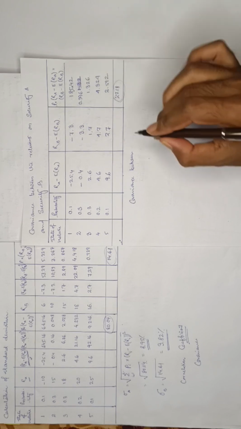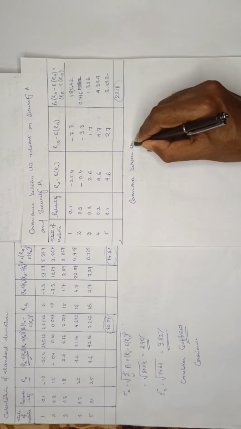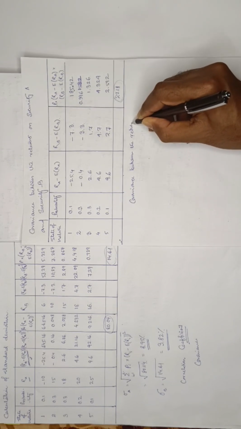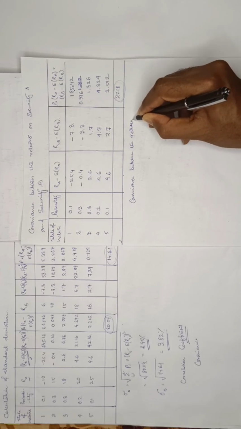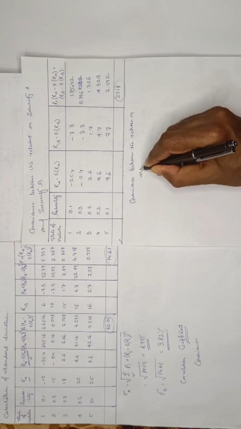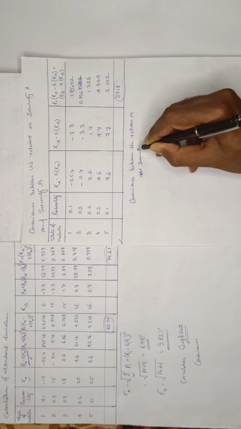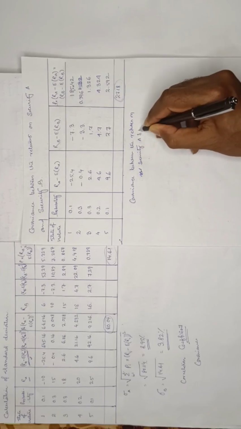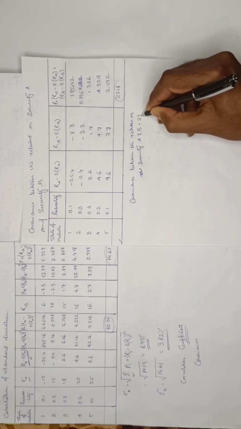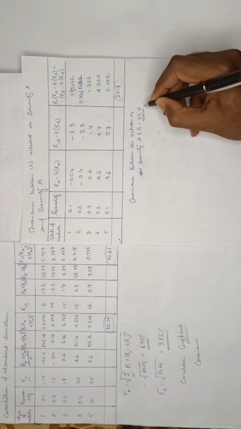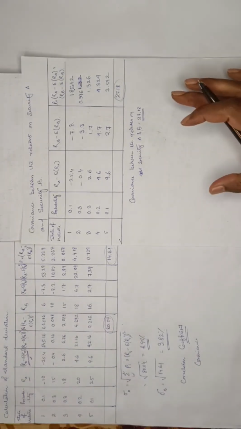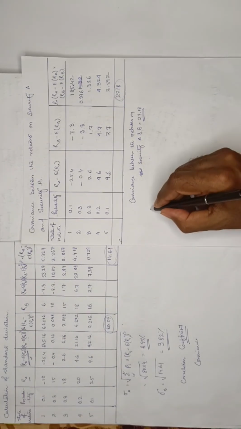So the covariance between the return on security A and B is 27.18. See, I have calculated the covariance. Now I'll calculate the correlation coefficient.